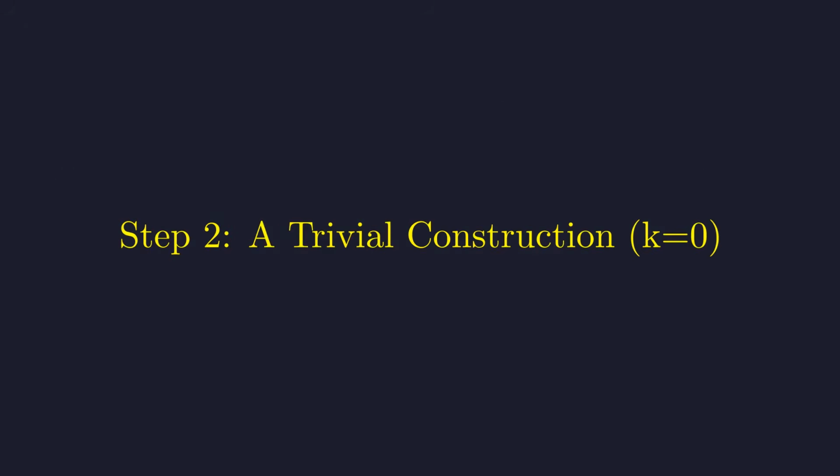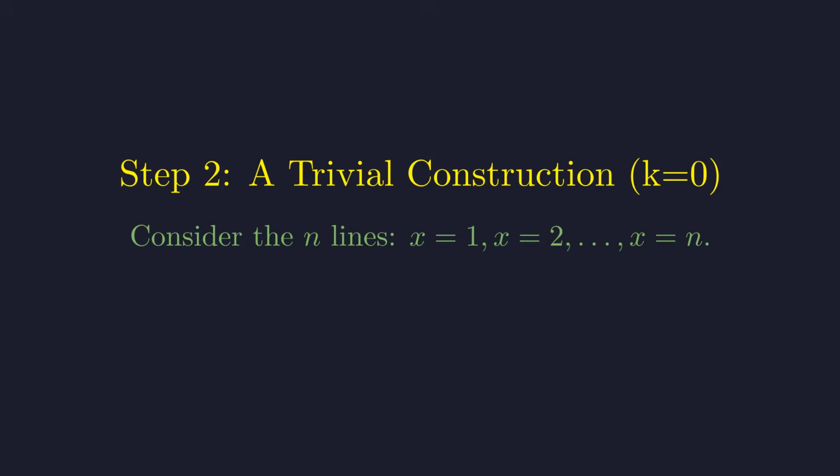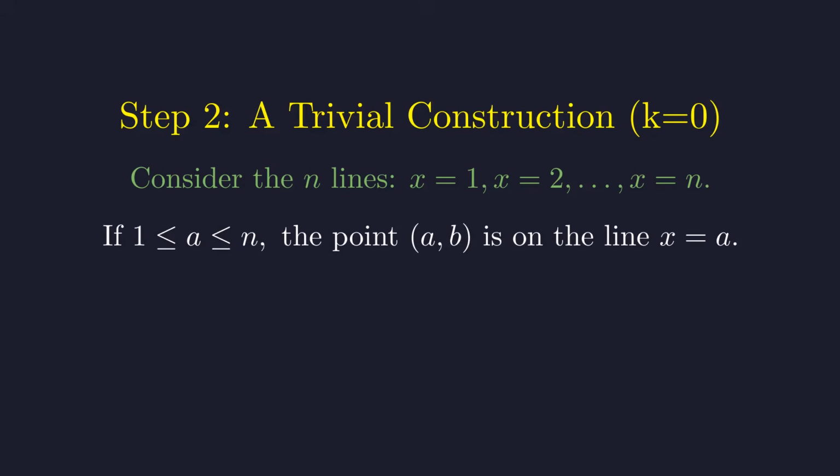Let's start by finding a simple, systematic way to cover the points. The most natural approach is to use lines that align with the grid's axes. Consider the set of n vertical lines defined by x equals 1, x equals 2, and so on, up to x equals n. Since a and b are positive integers, the smallest b can be is 1. The condition a plus b is less than or equal to n plus 1, therefore implies that a must be less than or equal to n. Since a is also at least 1, every point's x-coordinate lies between 1 and n, inclusive. So this set of vertical lines works.